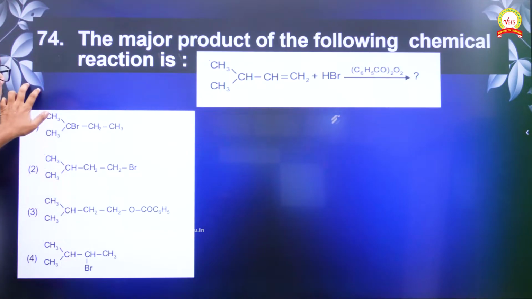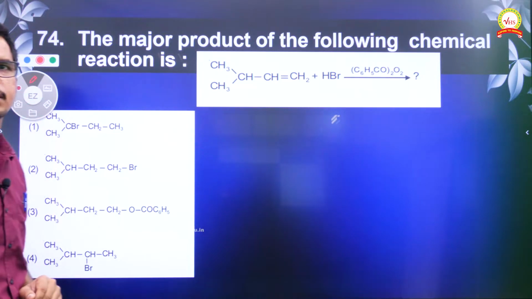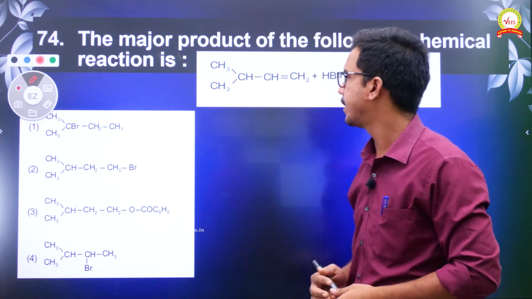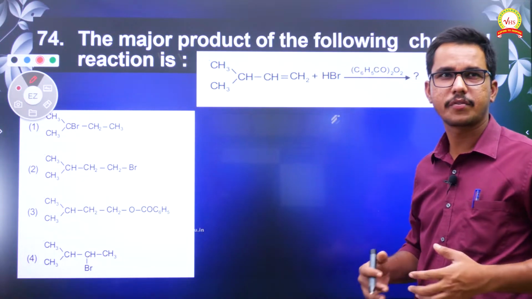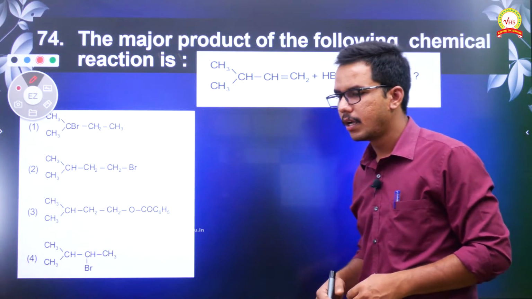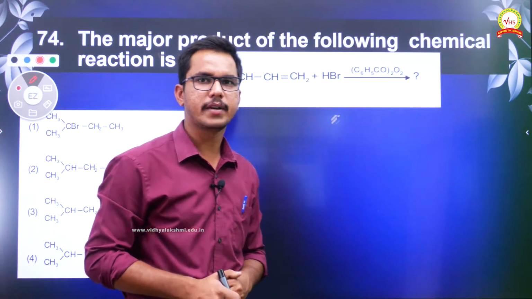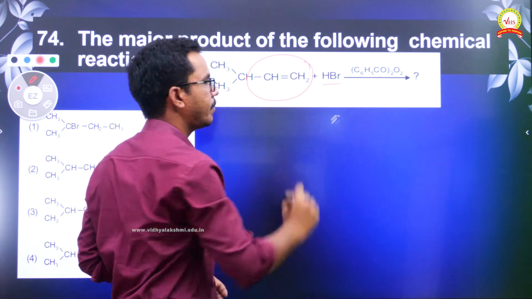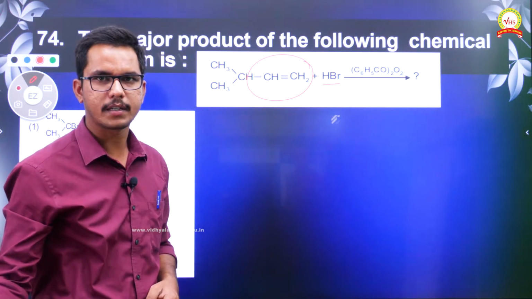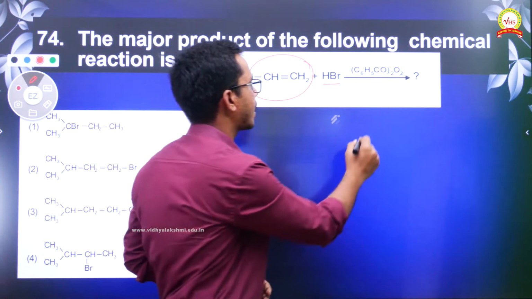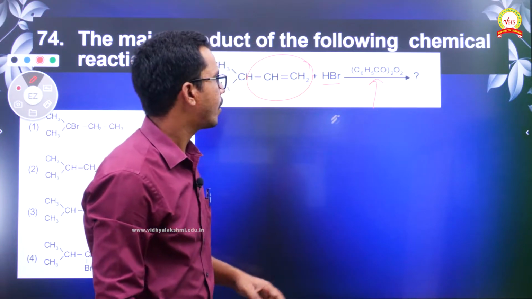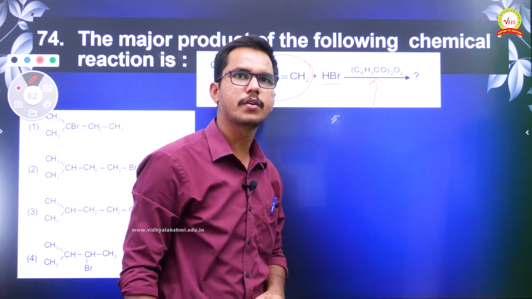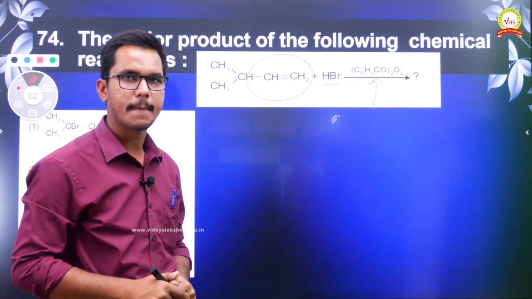Next. The major product of the following chemical reaction is... How do we identify this major product? There are different methods to identify it. For now, let us see the conditions. We have an alkene and a hydrogen halide. Alkene generally undergoes addition reactions. Now, what kind of addition reaction is taking place here? We have peroxide. Peroxide with the combination of HBr undergoes free radical addition reaction.